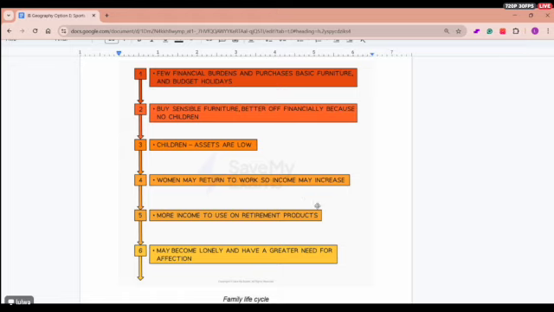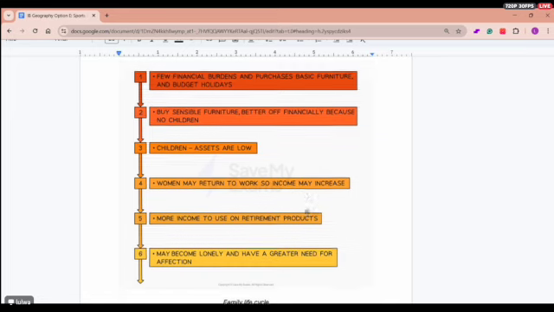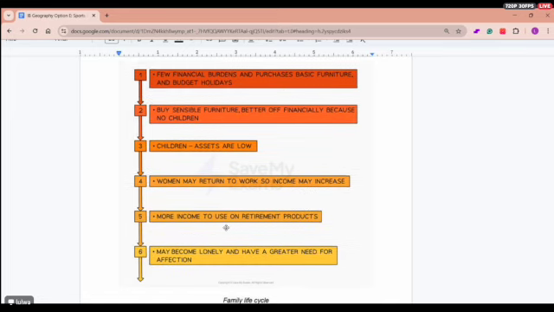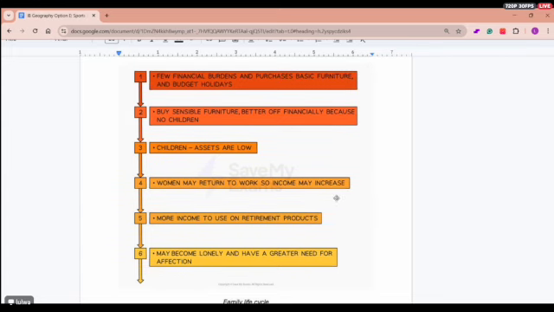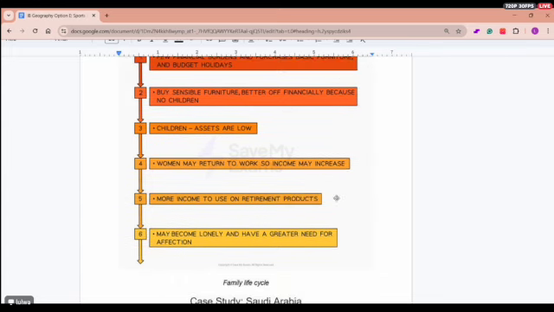And then 6, once everyone leaves your home and you're an older person, you may become more lonely and have a greater need for affection. This basically is like the different steps in your life. So 1 is when you're young, you're married, you're in love, you're moving into a new house. And number 6 is you're old, you're retired, and your kids are all moving away. So that's the range. And depending on where you are in life, you'll engage in different kinds of activities, of course.